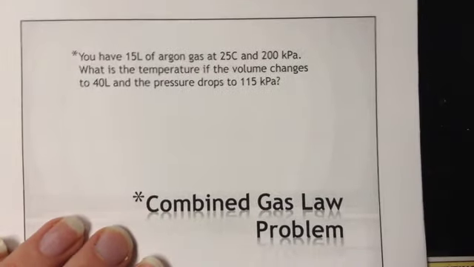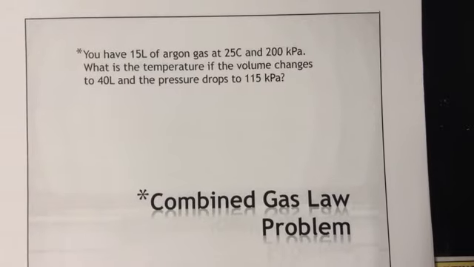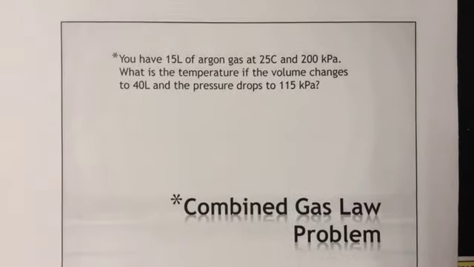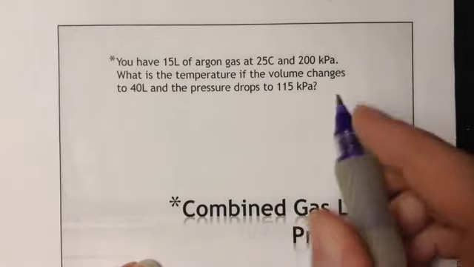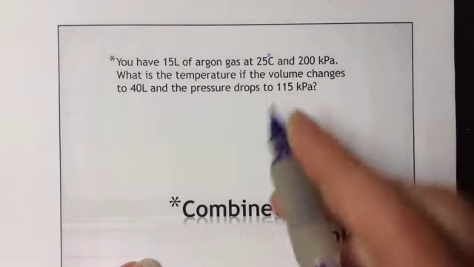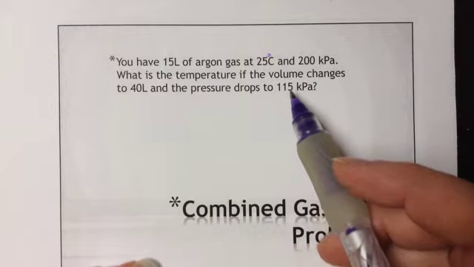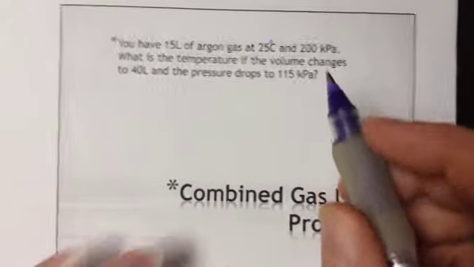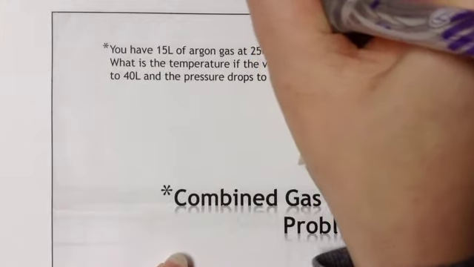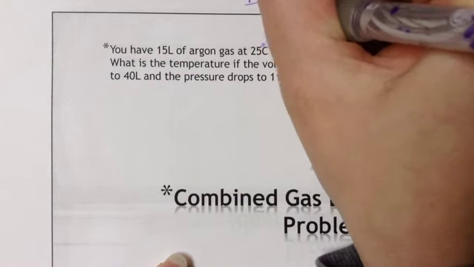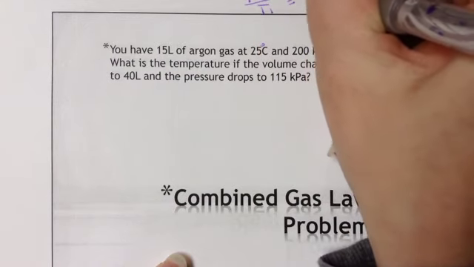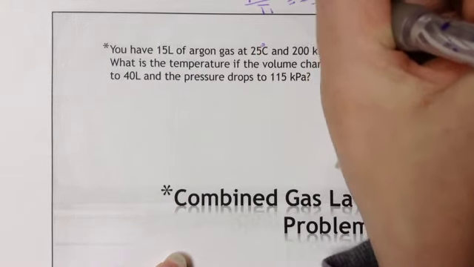So here's just a sample problem. You have 15 liters of argon gas at 25 degrees Celsius and 200 kilopascals. What is the temperature if the volume changes to 40 liters and the pressure drops to 115 kilopascals? So my equation is P1 times V1 over T1 equals P2 times V2 over T2. So this whole first sentence is going to be one side of the equation.